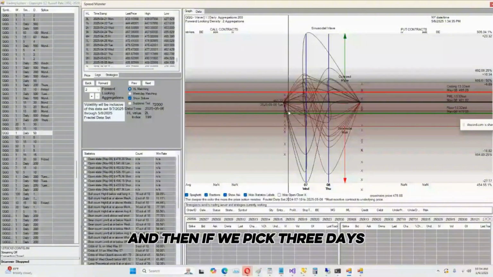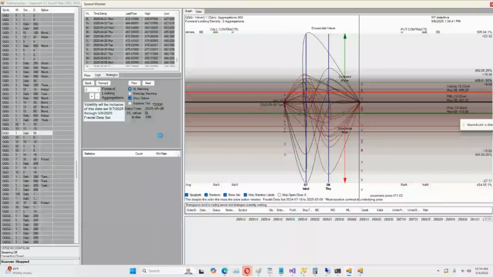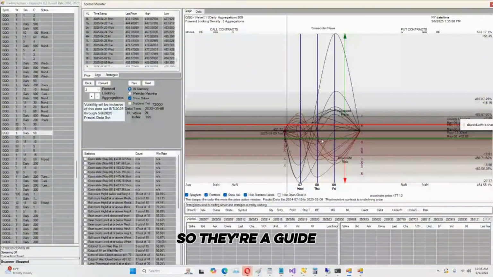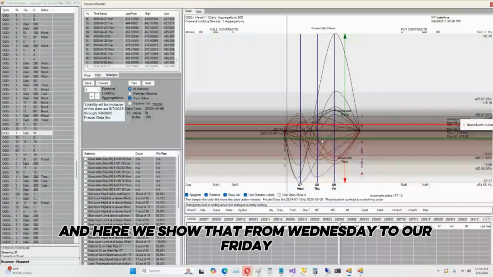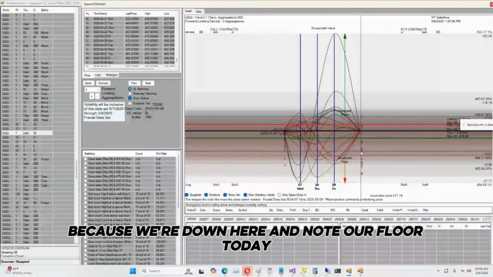And then if we pick 3 days, that will be from Wednesday to Friday. So Wednesday's open, and then Friday's. And again, these are just mathematically approximated. So their guide helps give an idea of a range. And here we show that from Wednesday to our Friday, the bulk of the closings have been below us because we're down here. And note our floor today.